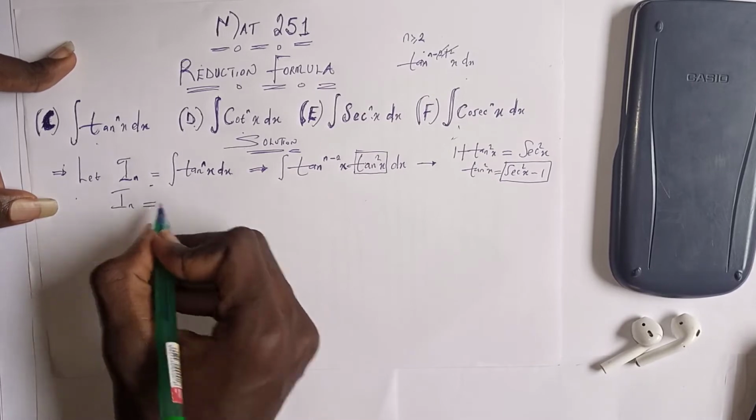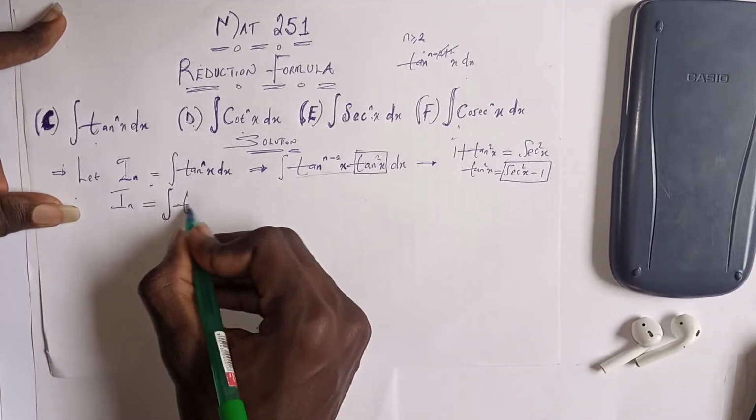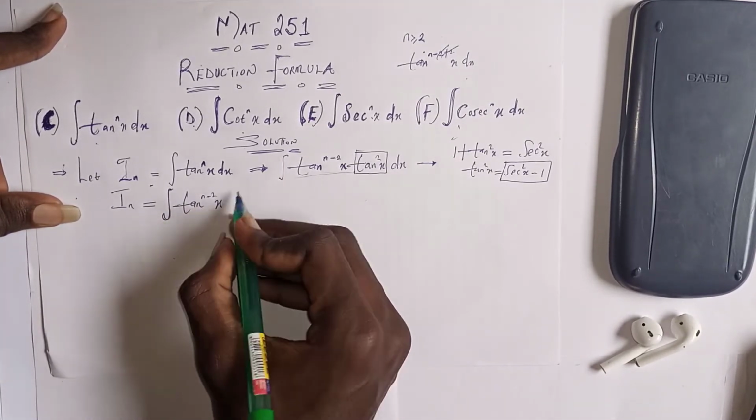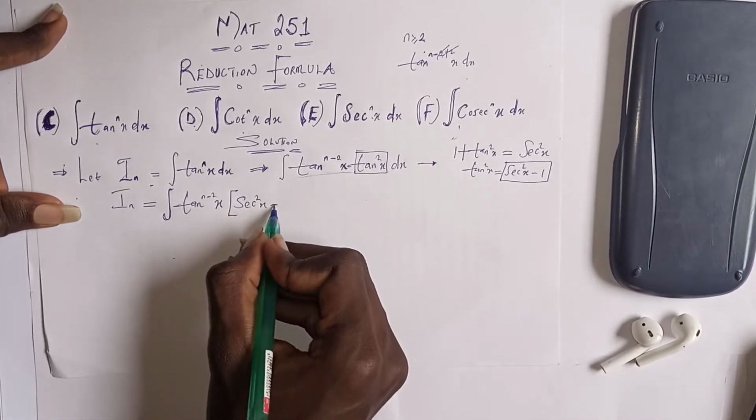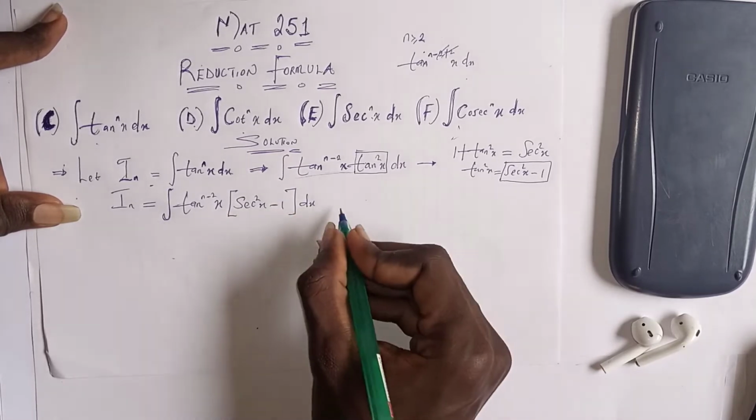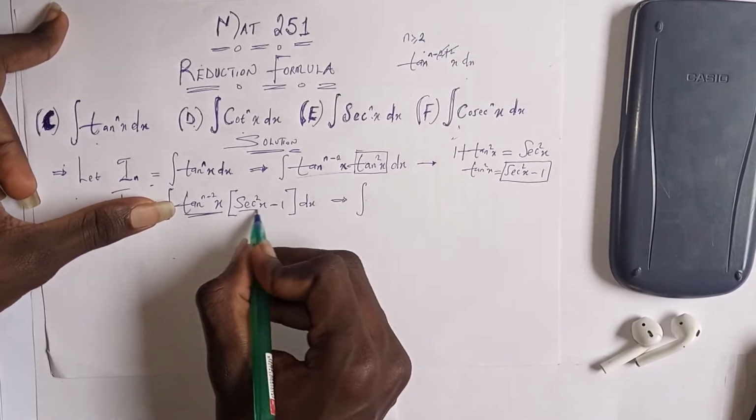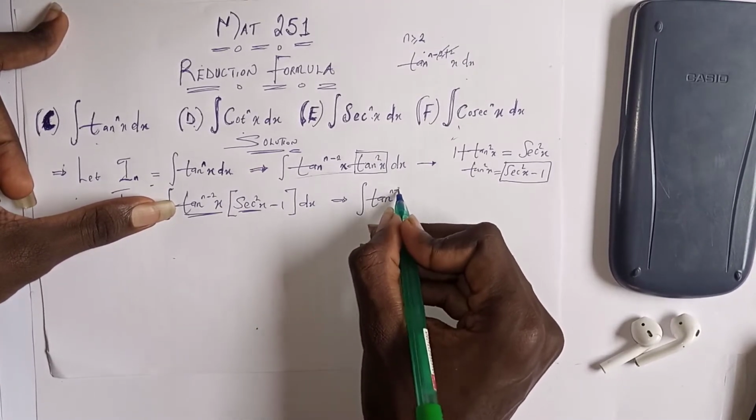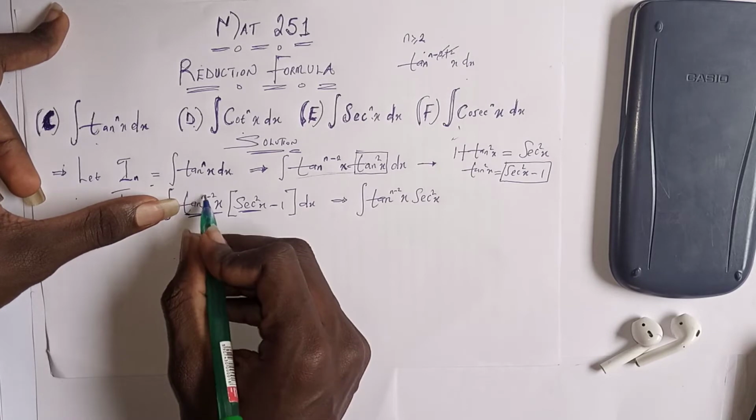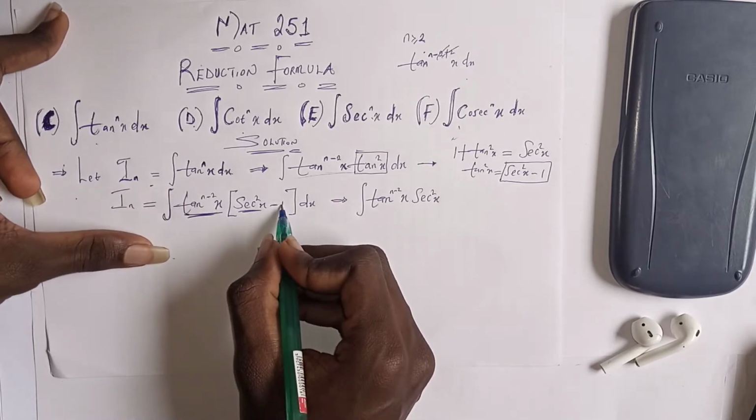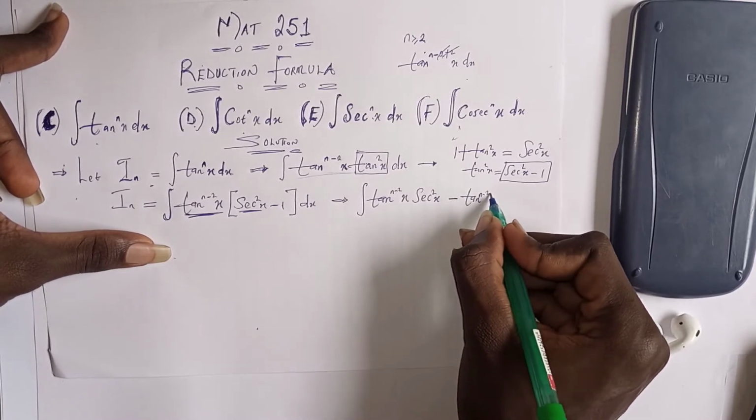So I_n is equal to the integral of tan of n minus 2 of x, then tan square x, which is now sec square x minus 1, then dx. If I open up this bracket, I will end up having the integral of tan n minus 2 of x times sec square x. Then tan n minus 2 of x multiplied by minus 1 gives minus tan of n minus 2 of x.